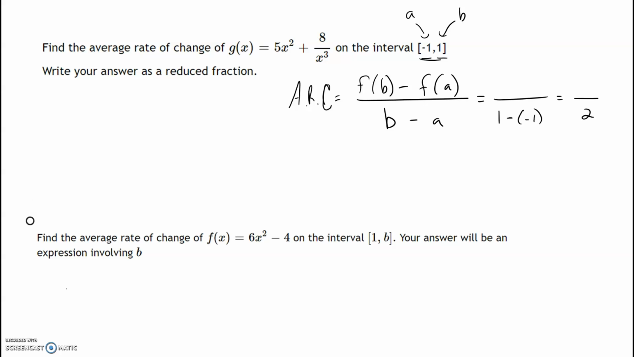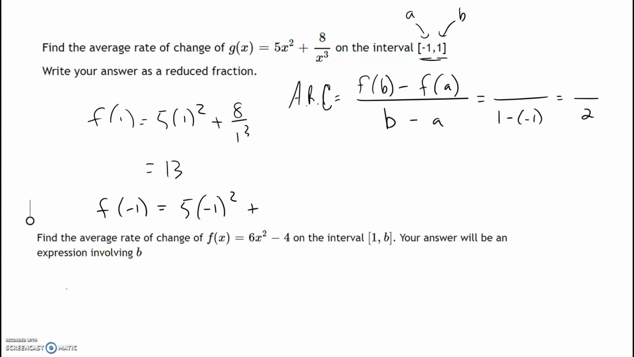Now f of b, I got to do a little bit of work. F of 1 is 5 times 1 squared plus 8 over 1 cubed. And that's just 5 times 1 plus 8, that's 13. F of -1 is 5 times -1 squared plus 8 over -1 cubed. So we got to be careful with this one. -1 squared is +1 times 5 is 5. And -1 cubed is -1. 8 divided by -1 is -8. So 5 minus 8 would be -3.